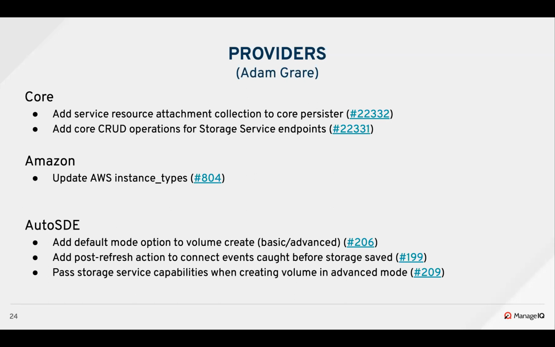They also added the basic CRUD operations to the storage services endpoint. So the stub create, update, and delete methods were added to the core storage service class. For Amazon, the bot updated the list of AWS instance types automatically again. And the AutoSD team added a default mode option to the volume create.